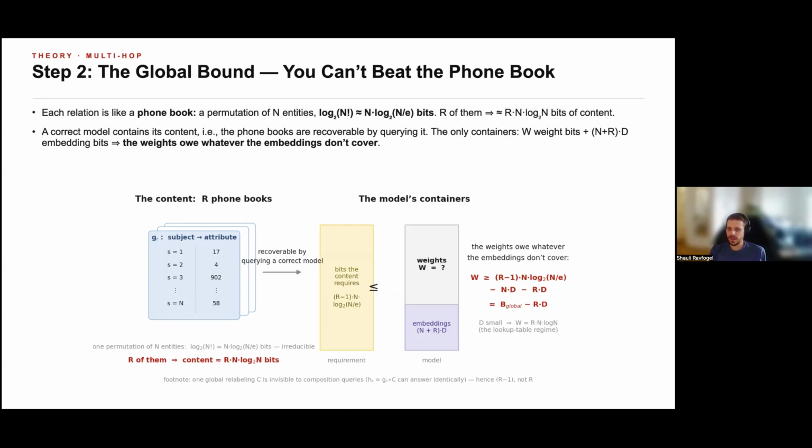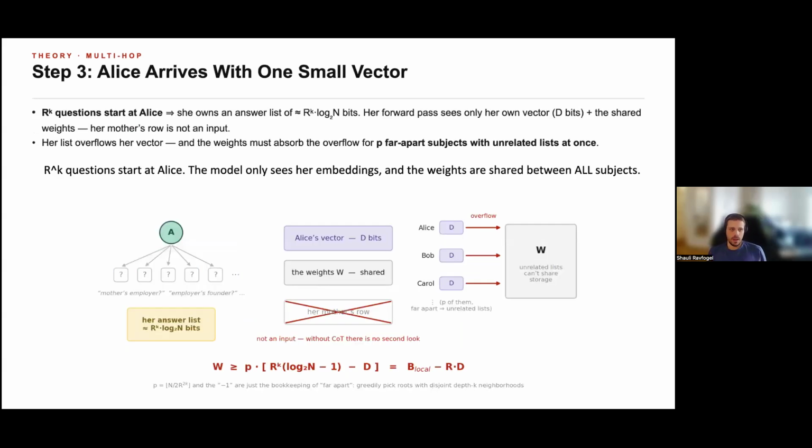And notice that when d is small, so the term R d is negligible compared to P global, then we are going back to the lookup table regime. Well, most of the information is stored in the non-embedding parameters, and the number of non-embedding parameters W is roughly linear in the number of facts. So it's going to be in the order of R times N. Okay, so this was one way to count the number of fact systems.